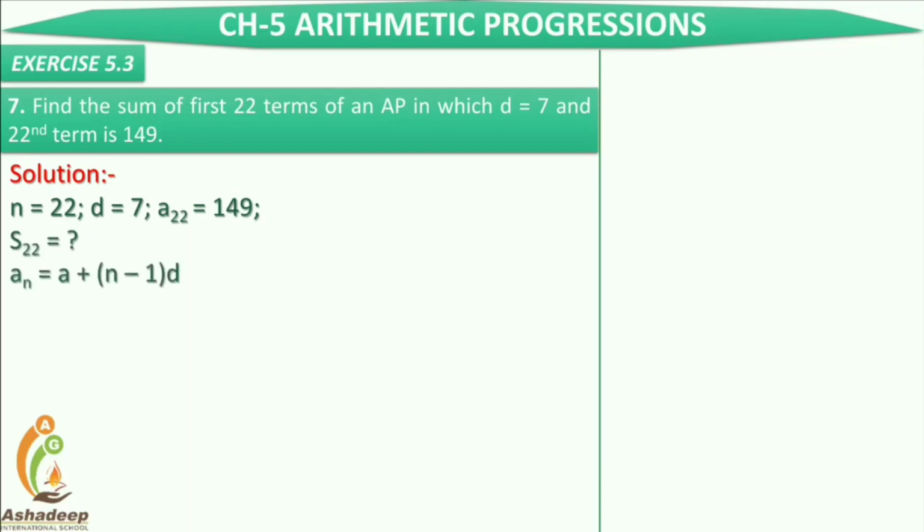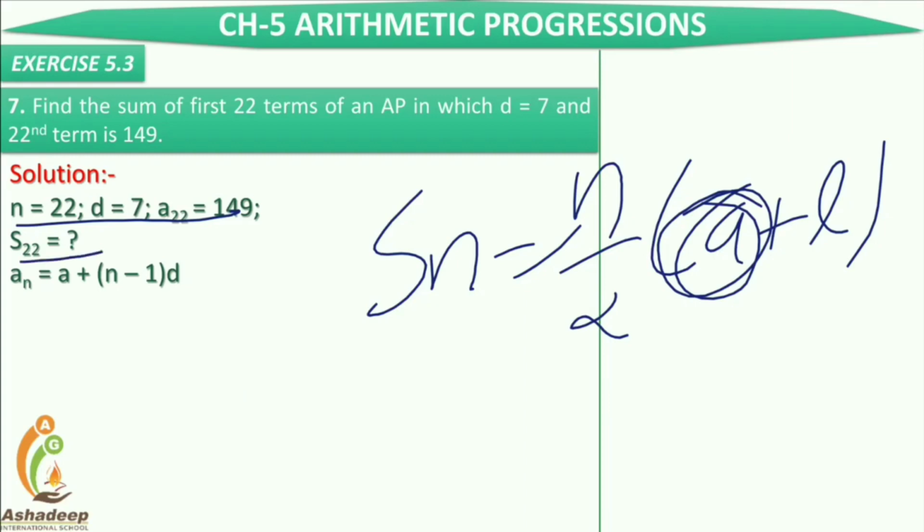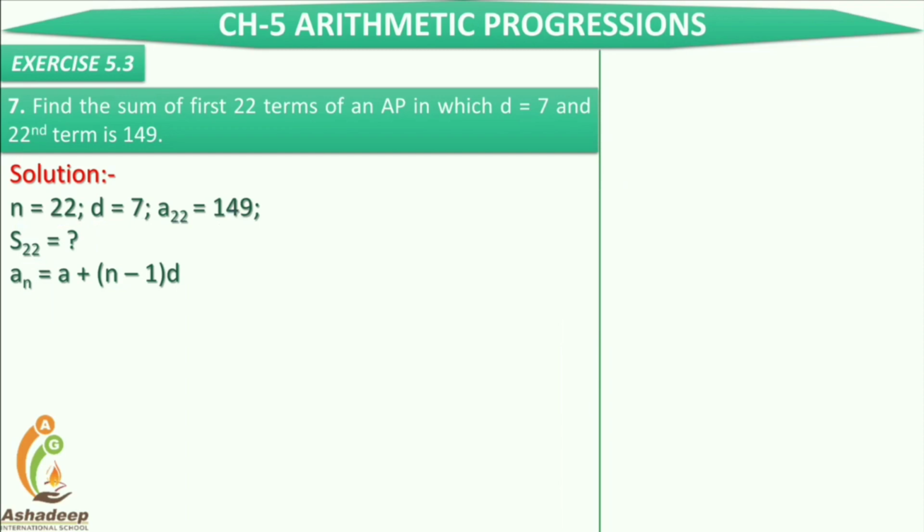Now we know what is remaining, what we don't know. See, what we don't know in this formula, Sn is equal to n by 2, we can say (a plus l). So we have everything with us except a. We need to find out this a first, then and only then we can find out the sum. So to find this a, we have this formula. We'll put the values in this formula. a is equal to, we don't know, n is equal to 22, 22 minus 1 is 21.